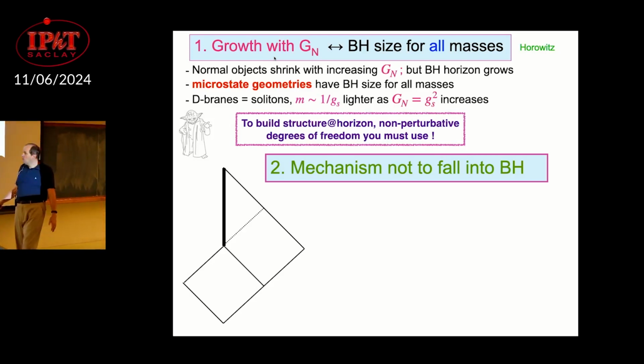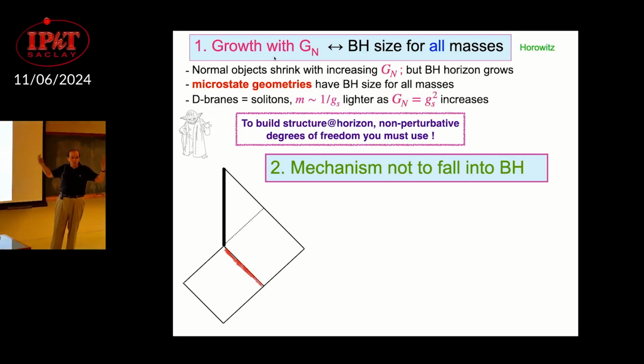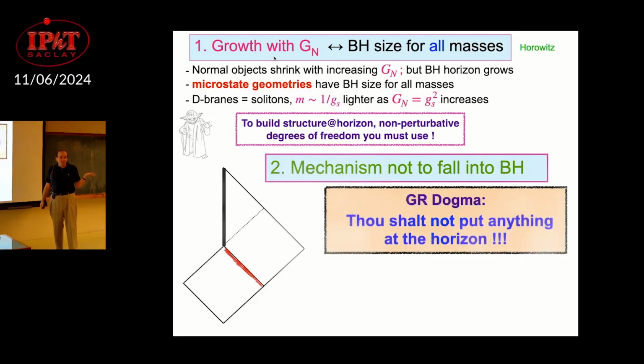Why is that? Well, this is a Penrose diagram of a black hole. This is the place where you're trying to put something, some structure, some fuzzball, some firewall, you name it, some boson star. Now, the problem is the horizon is a null place, and you see that time goes up this way. So if you put something at the horizon, something has to be very strange.